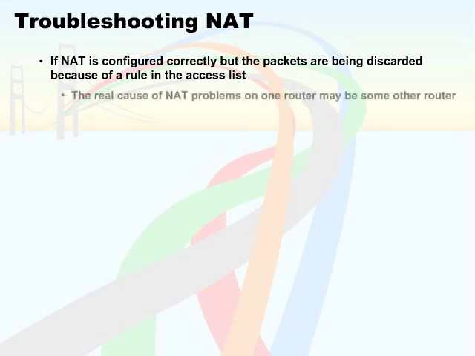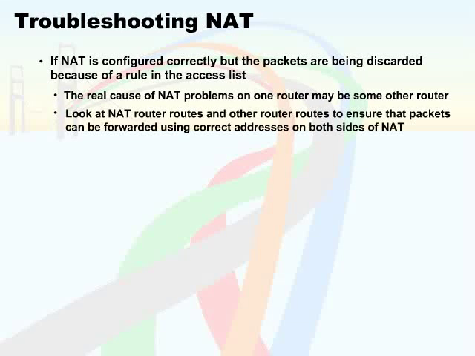It is also possible that the real cause of NAT problems on one router is some other router. In NAT, the destination address of packets from the outside interface of NAT needs to be translated before they can be routed to the inside interface of NAT. This means that if the NAT configuration on our router looks fine, we need to look at the NAT router routes and other router routes to ensure that packets can be forwarded using correct addresses on both sides of NAT.